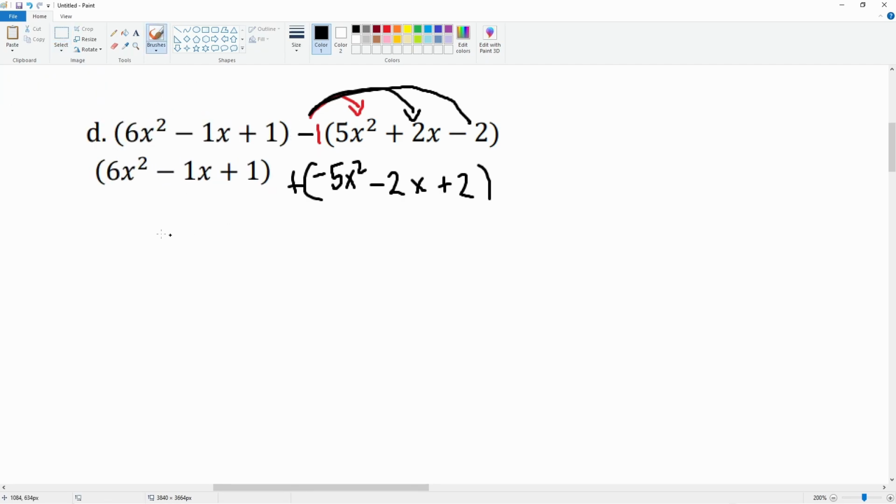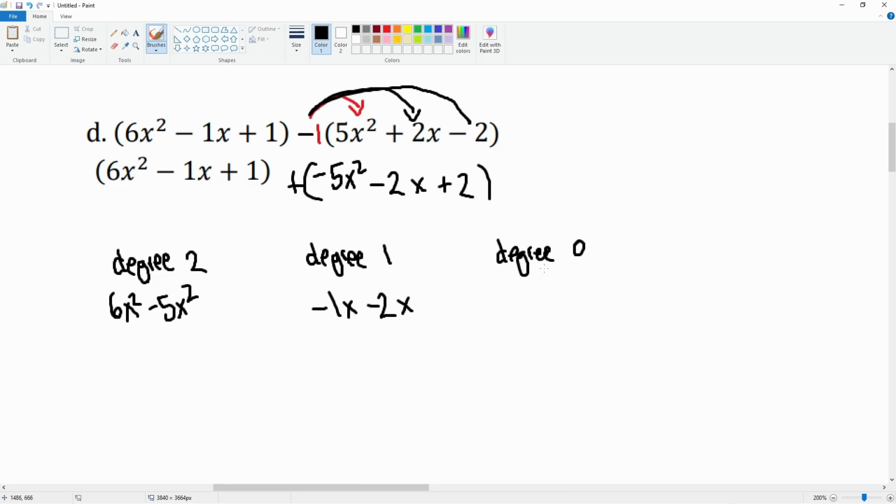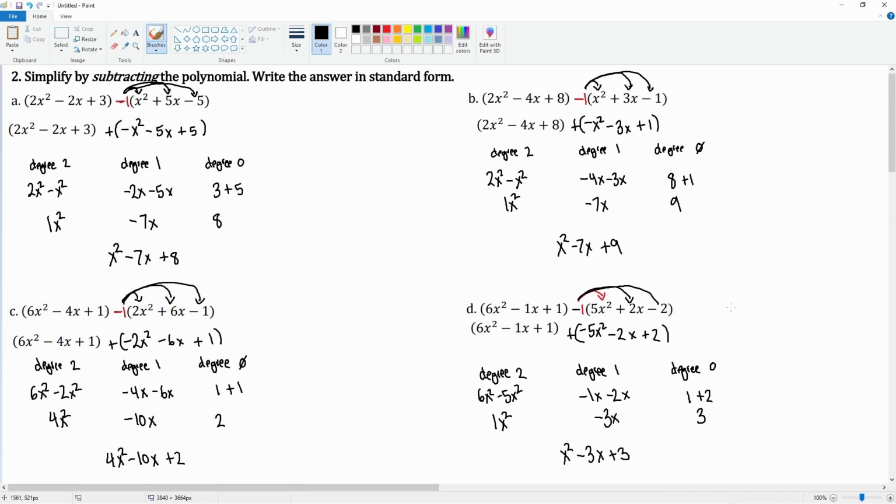All right, then we group the like terms by their degree. Degree 2, degree 1, degree 0. Degree 2, 6x squared minus 5x squared. Degree 1, -1x minus 2x. And degree 0, 1 plus 2. 6x squared minus 5x squared becomes 1x squared. Minus 1x minus 2x is minus 3x. 1 plus 2 is just 3. So your final answer would just be x squared minus 3x plus 3, because we do not write that 1 in front. All right? So there you go. That is how you simplify a polynomial by subtracting.